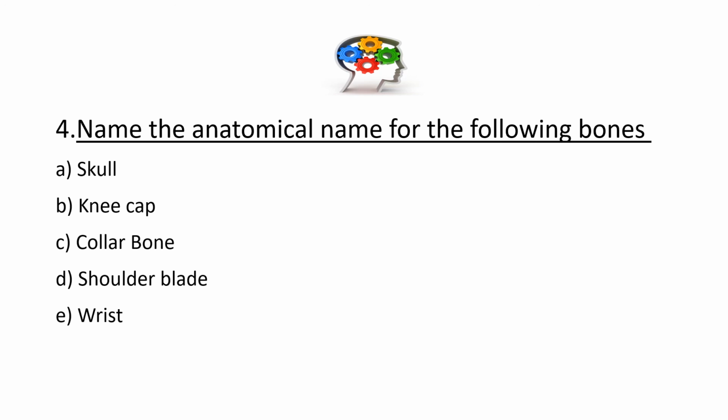Okay, moving on. These are the answers. Skull is now called the cranium. Kneecap is the patella. Collarbone is the clavicle. Shoulder blade is the scapula. And the wrist we now call the carpals.